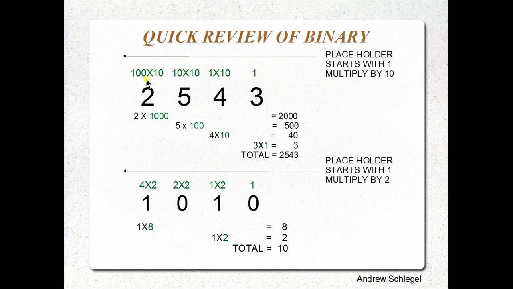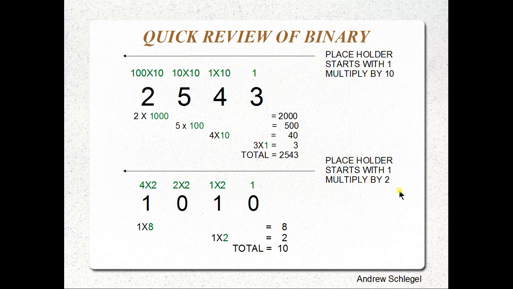So you have 2 times 1,000 plus 5 times 100 plus 4 times 10 is 40 plus 3 times 1 is 3. And you add them all up, it's 2,543. And we all know that, but the reason we did that is to just do a quick review of the binary, only in the terms that you're going to need for the variable length subnet masking. So let's take a quick look.